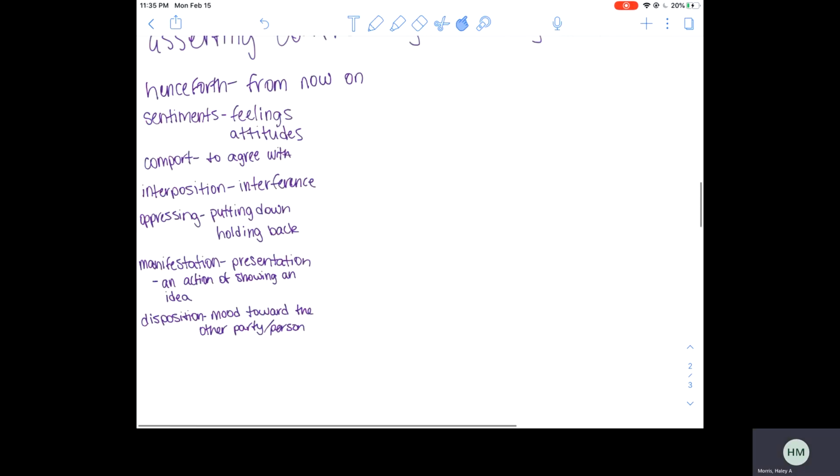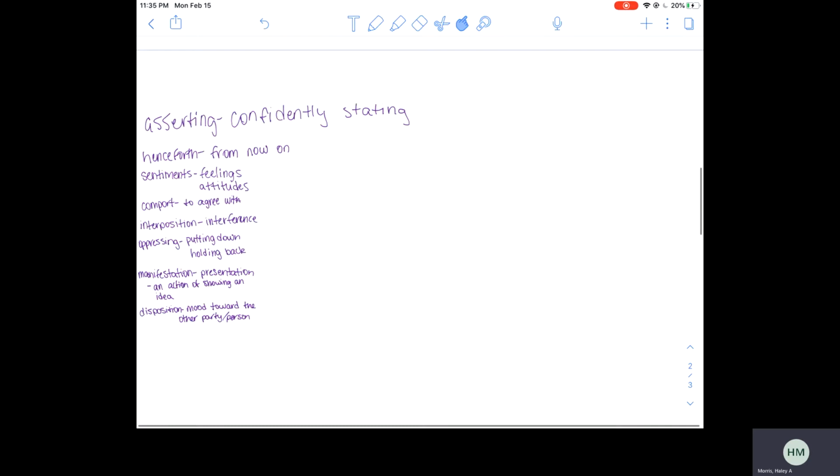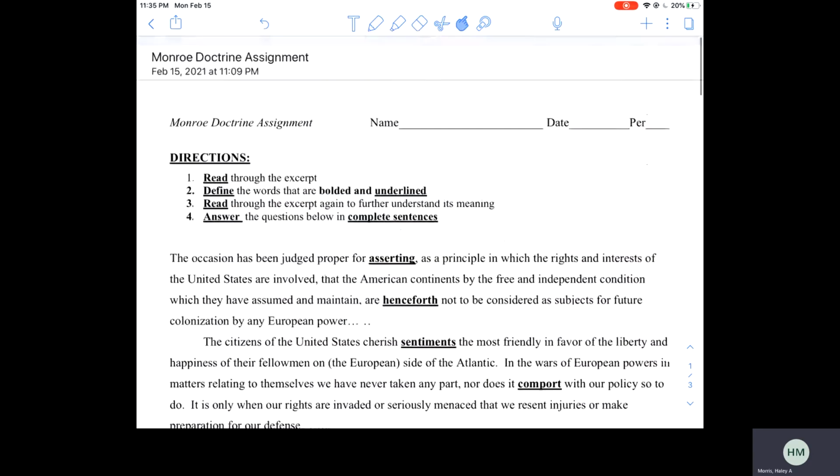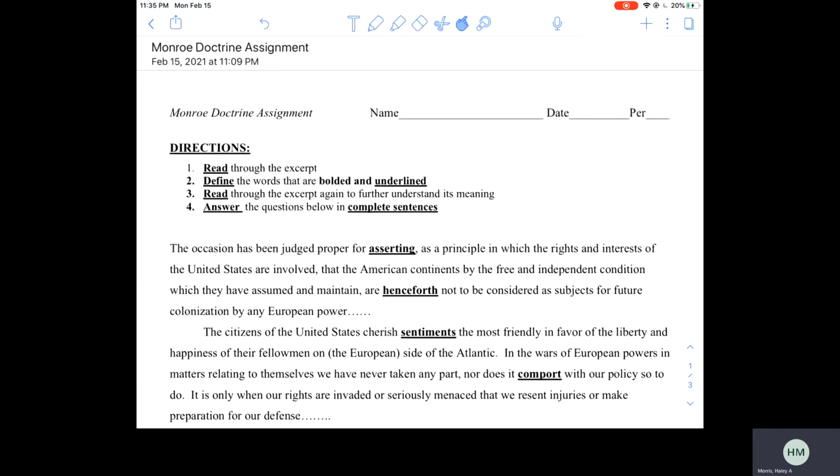Okay, so those are all of our definitions, if you need to look at that for a second, because I didn't know how to zoom right. Asserting is way bigger than the others, but those are your definitions. So the next thing you're supposed to do is read it again to try to understand it better now that you have those definitions, and then to answer the question at the bottom.